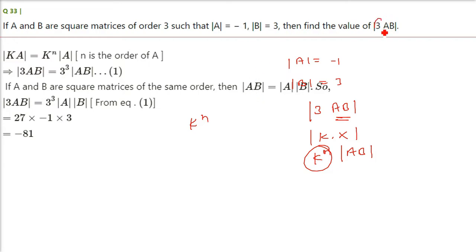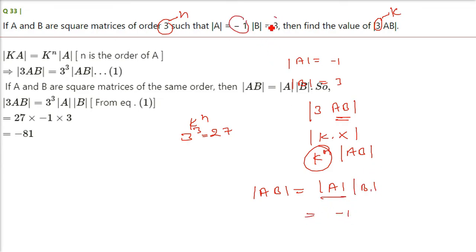What is K here? It's 3. What is n? The order is 3. So this is 3 raised to the power 3, which is 27. Now the determinant of AB: since the orders of these square matrices are the same, it will be equal to the determinant of A and the determinant of B separately. Determinant of A is -1, determinant of B is 3. So -1 into 3, and with the 27 we already calculated, 27 multiplied by -1 multiplied by 3 gives -81.